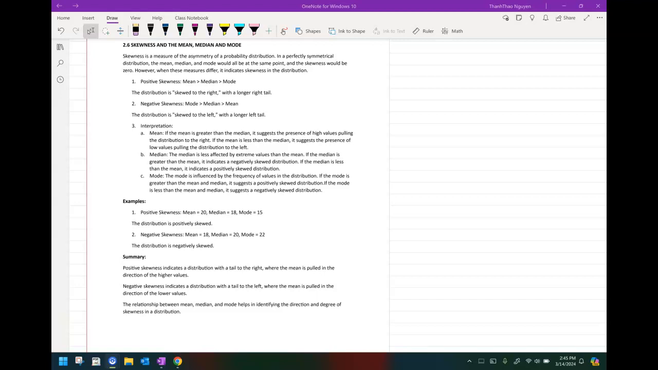We have a positive skewness when the mean is greater than the median, which is greater than the mode. The distribution is skewed to the right with a longer right tail. So start with the mean. Here's your distribution. The mean is greater than the median, greater than the mode. So then we have this kind of distribution. It's skewed to the right.